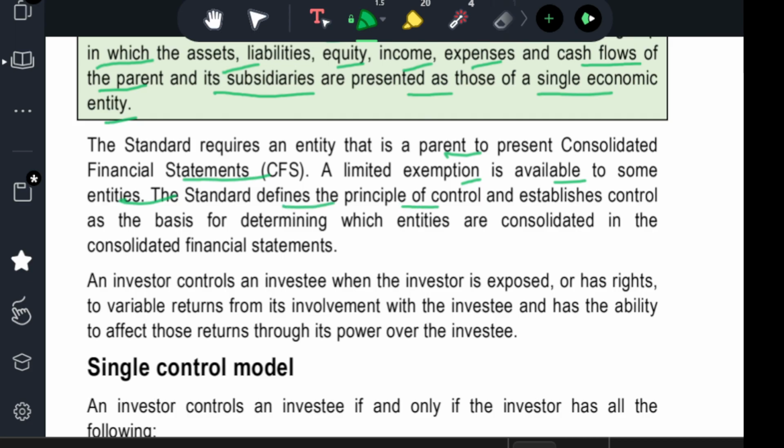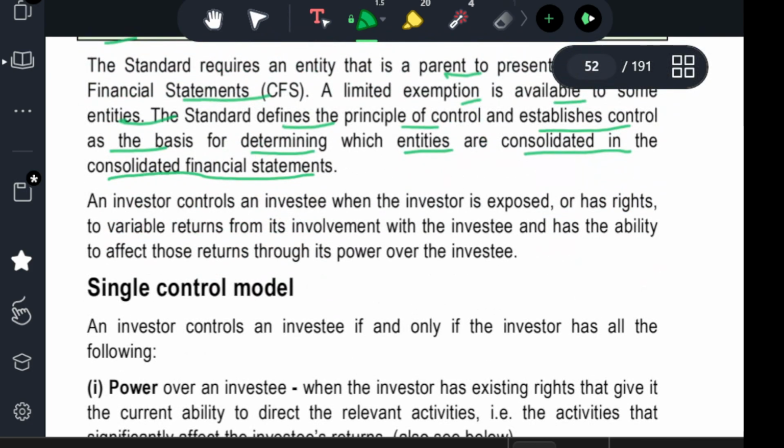The standard defines the principle of control and establishes control as the basis for determining which entities are consolidated in the consolidated financial statements. So this is based on the definition of control. What is the principle of control? I have this much percentage of shares. That is the principle of control. What is established control? Now I have 14 directors, and I control 8 directors. That is establishment of control.